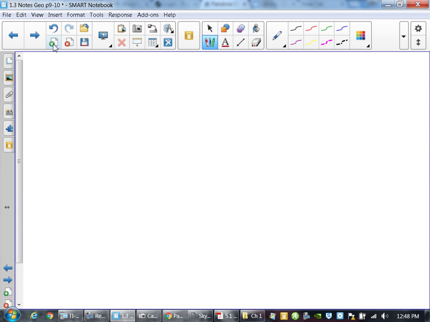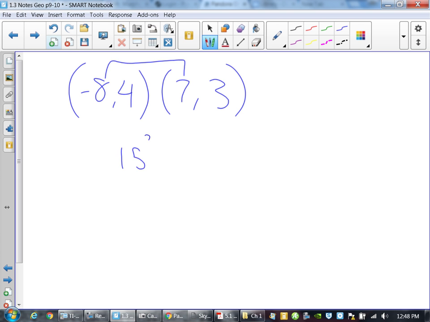One more. Give me a number. 4. Somebody else give me a number. 3. Negative 28. What's with you guys and these 15 distances? That's 3 in a row. That's their fault. How far apart is negative 8 and 7? They're 15 apart. The distance between those two is 15. How far apart is 4 and 3? 1.